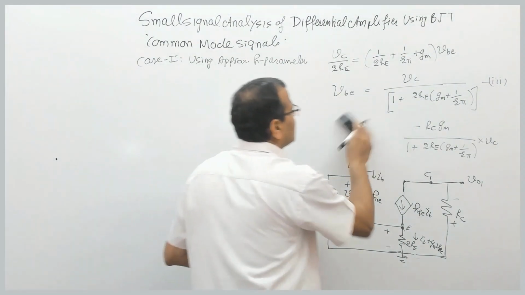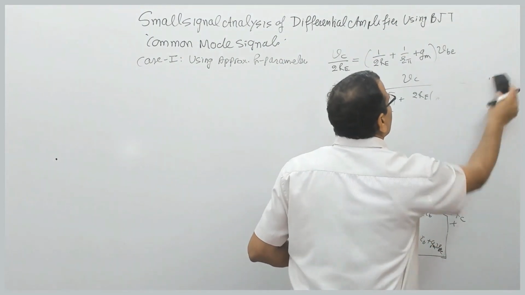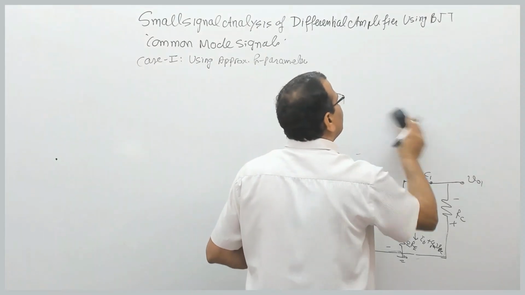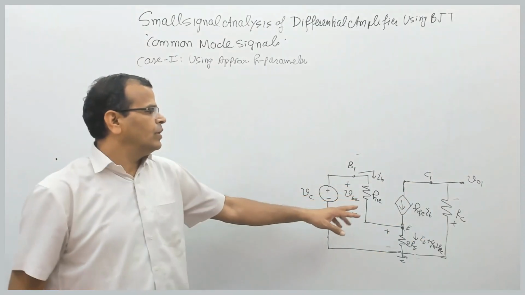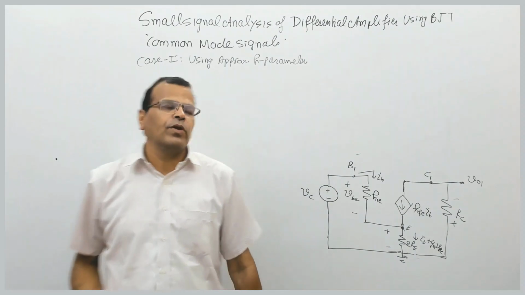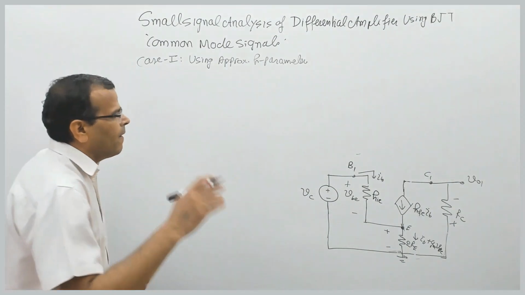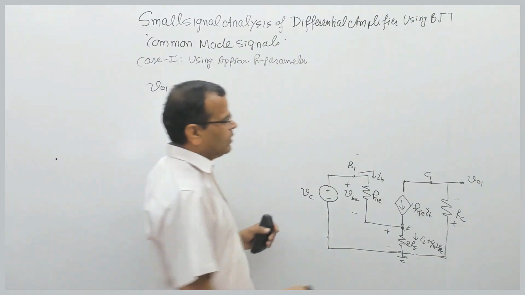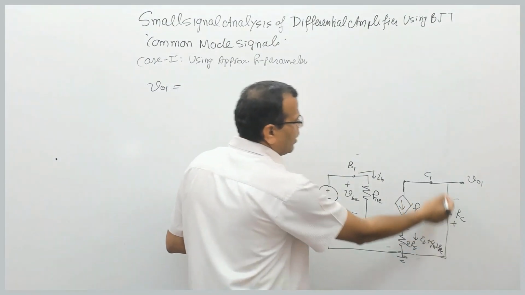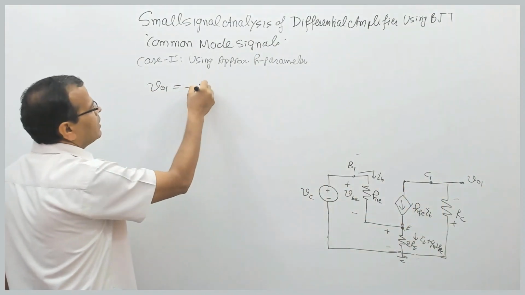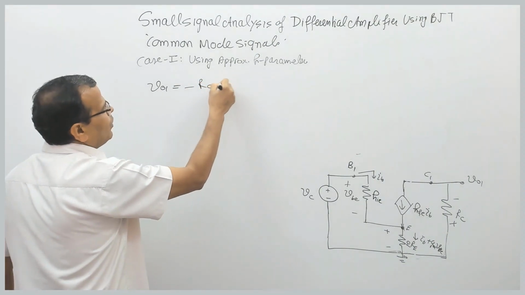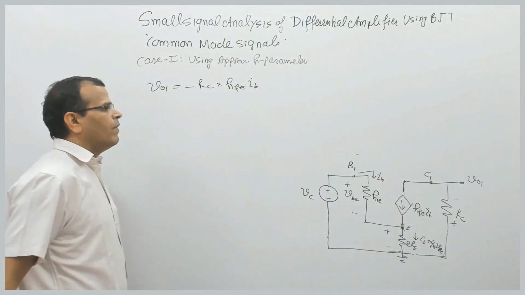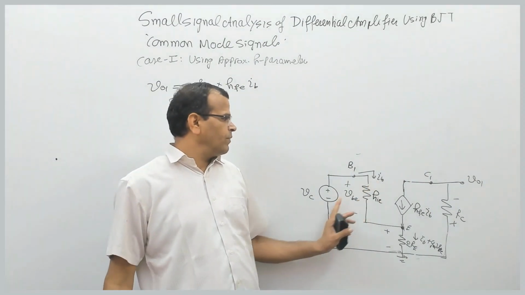So let us try to find the analysis of the differential amplifier using BJT for common mode using approximate H parameter model of BJT. Fine. Now let us see the output V01. The output current will be passing through this, going up like that. So minus RC into HFE into IB. I will try to relate this base current with VC.